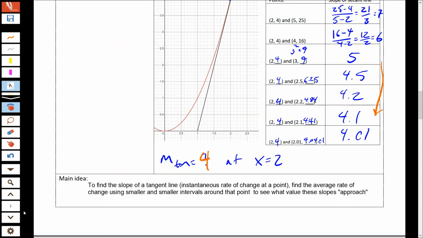So here's the main idea, right? If we're interested in finding this instantaneous rate of change at a point, we can see what the rate of change approaches on smaller and smaller intervals containing that point. This is big and profound.